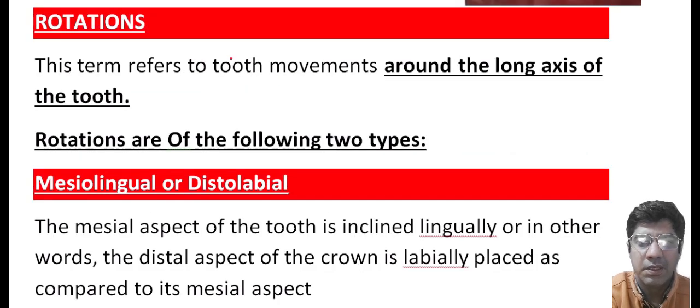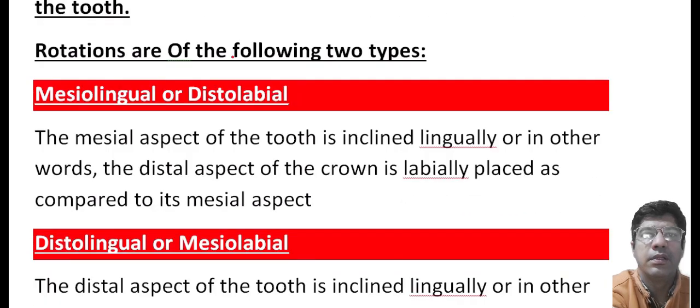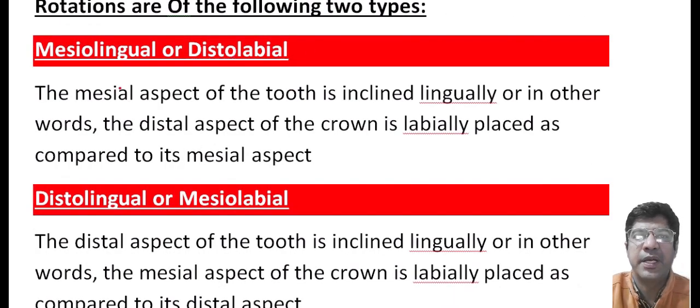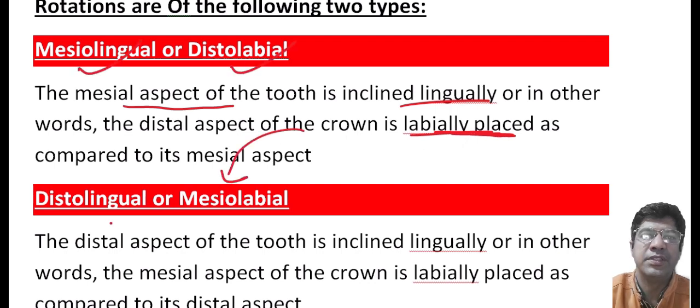Rotation refers to the movement of the tooth around its long axis that leads to a twisted or turned appearance of the tooth. It can be either mesiolingual or distolabial rotation. When the mesial aspect of the tooth is inclined lingually, and the distal aspect of the crown is labially placed, that is mesiolingual or distolabial, and its opposite is distolingual or mesiolabial rotation.